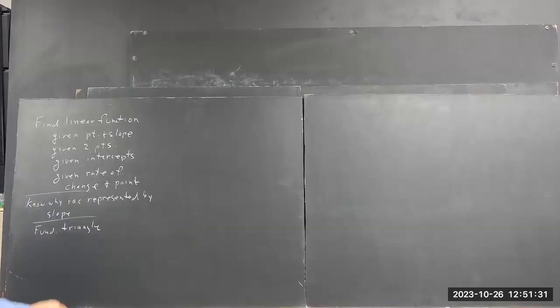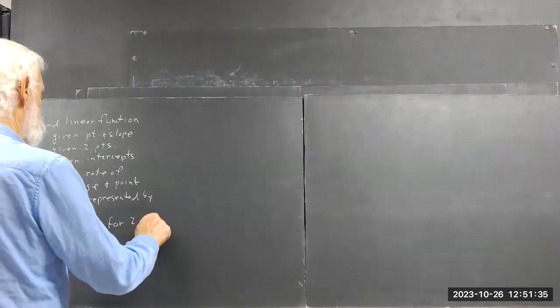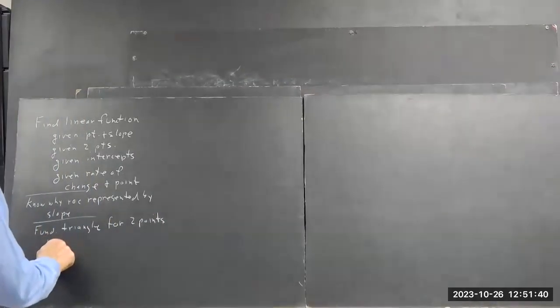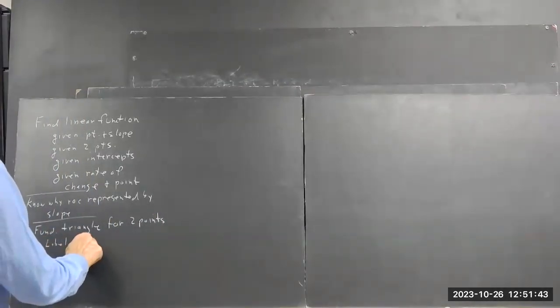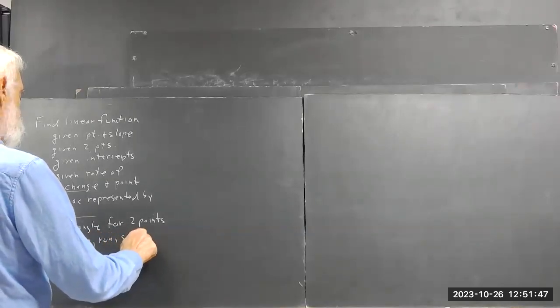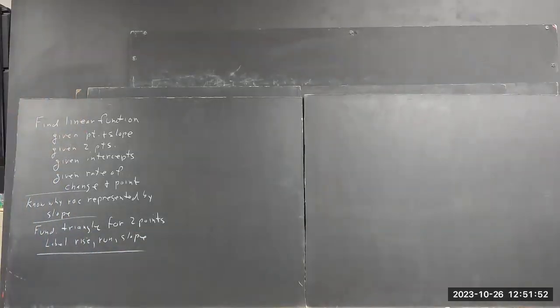Be able to do a fundamental triangle with 2 points. You label the rise, run, and slope. Remember that? Okay. People did pretty well with it. I just want to make sure you're on top of it because it's one of the most important things you learn in this course. And there are things that I'm probably going to do on the test.